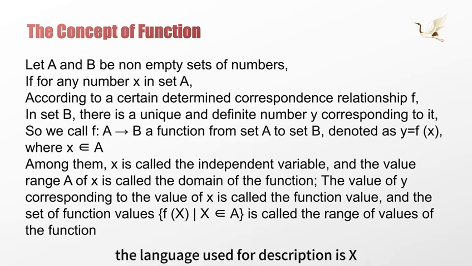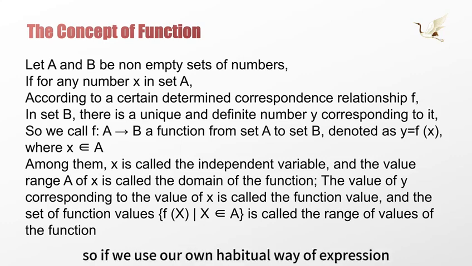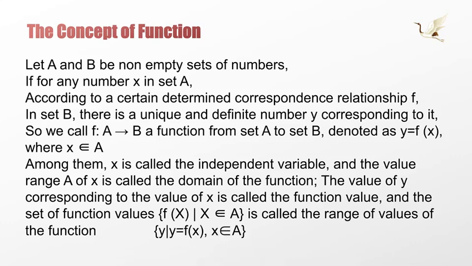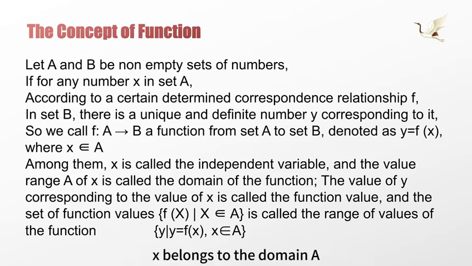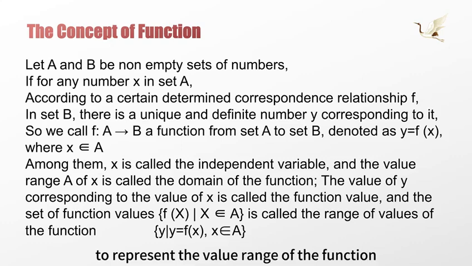The language used for description is x, which belongs to domain A, and is called the range of function values. So, if we use our own habitual way of expression, the description object is y equals f(x), x belongs to the domain A. Therefore, both forms can be used to represent the value range of the function.